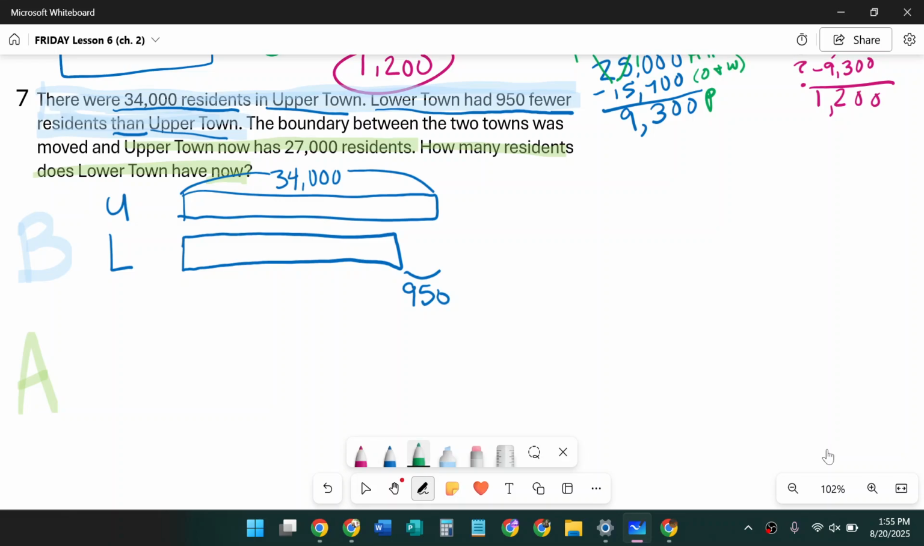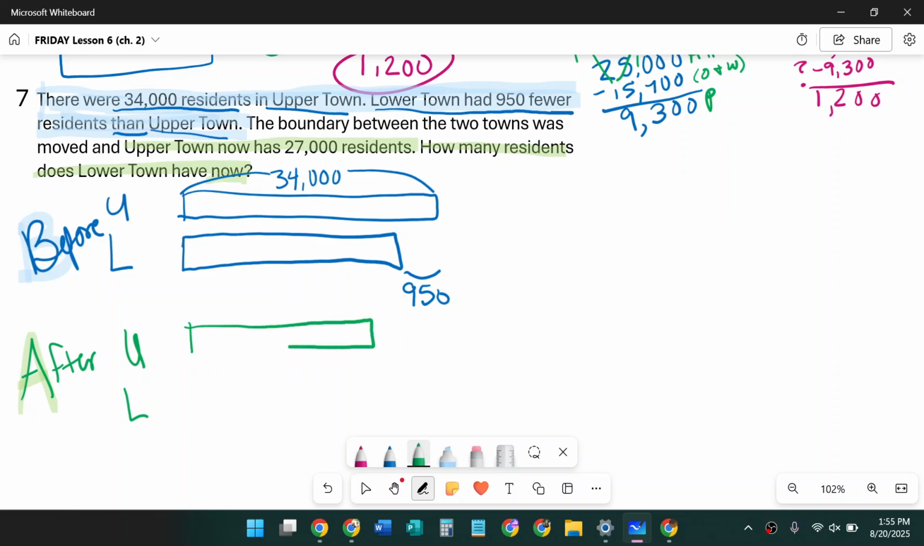All right, so now let's look at the after the boundary change happened. So I probably should write the word after so that doesn't get confusing. And before. Okay, so after, Upper Town now has 27,000 residents. So let's make this line shorter. Actually, let me make it even a little bit shorter, more than that. Because 27,000 is like 3 plus 4, 7,000 less than 34,000. So I feel like it's going to be kind of maybe there-ish.